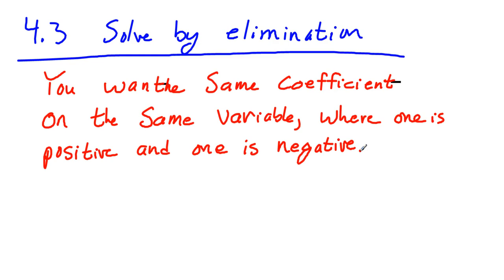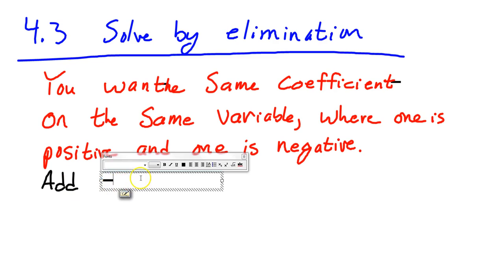Either both of the x's have the same value or both of the y's have the same coefficient. And once you've got them so they've got the same number where one's a positive and one's a negative, then you just add the equations together.